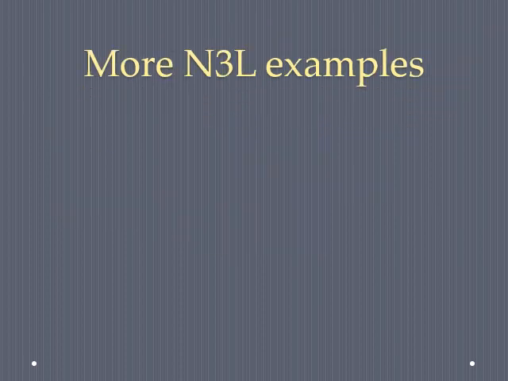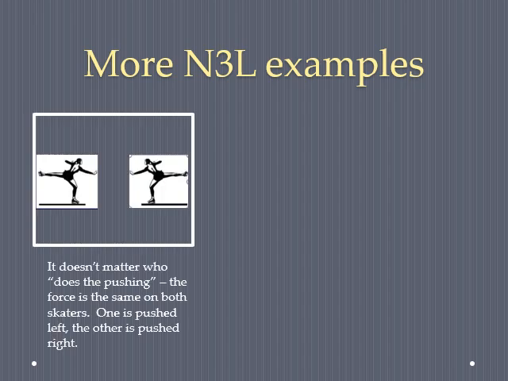A couple more examples of scenarios where we can talk about Newton's third law. If you've got two ice skaters on a pond, for some reason, people tend to think that only the person that's pushing on the other person, only the person that gets pushed feels the force. But Newton's third law says that no matter who is pushing, both ice skaters feel the same amount of force. One ice skater would be pushed to the left and the other is pushed to the right. That's why they would both move off in opposite directions.